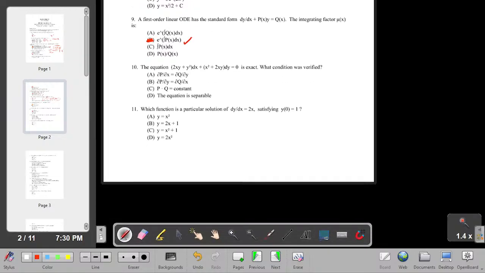Perfectly. Question 10. The equation (2xy plus y squared) dx plus (x squared plus 2xy) dy is equal to 0 is exact. What condition was verified? This is a question talking about the test of exactness. In the test of exactness, the function attached to the dx, which is the partial derivative with respect to x, should be differentiated with respect to y. And the function attached to your dy, which is the partial derivative with respect to y, should be differentiated with respect to x. When the two are equal, we can say that yes, our equation is indeed exact.